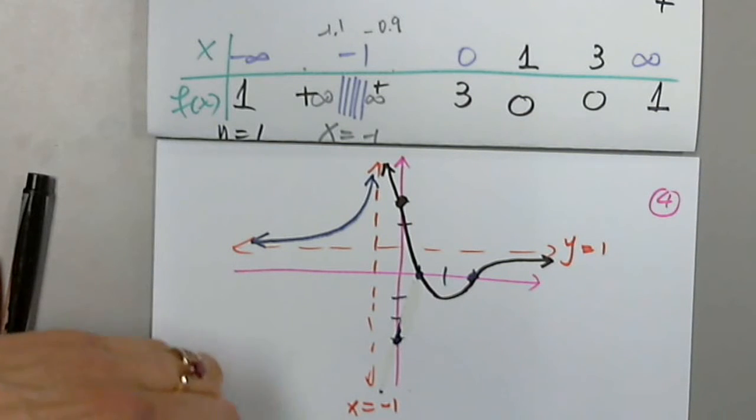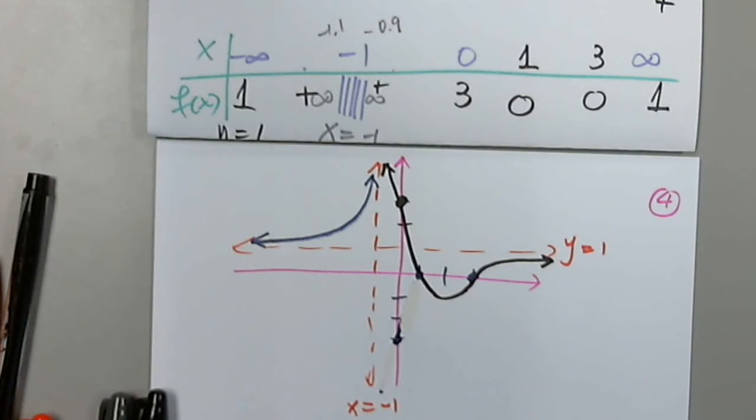What did we say? Can a function cross a horizontal asymptote? Yes. Can it cross a vertical asymptote? No. Can it cross a slant asymptote? Yes. Anything but vertical. Very good. With the graphing calculator, the only thing I have to determine is this.